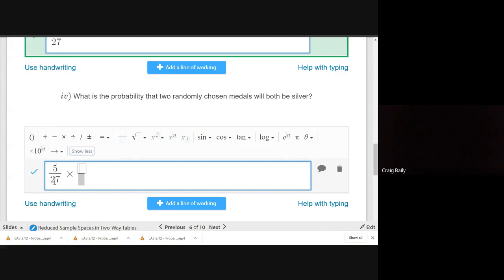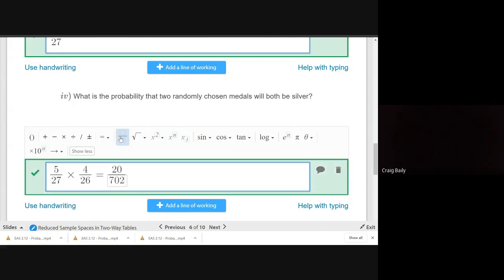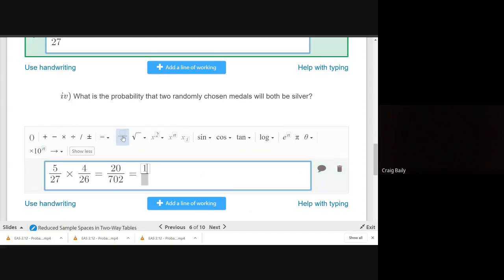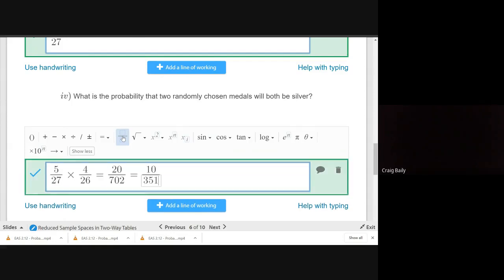So if there was a 5 out of 27 probability of choosing the first one, that means there's only 4 silver medals left out of a total of 26 medals. We multiply that: 5 times 4 gives me 20, and 27 times 26 gives us 702. I don't know if that can be simplified, but you're happy to leave it just as that. Well, yeah, they're both even numbers. So let me put this in my calculator. 20 divided by 702, that would be 10 over 351. Always a good idea to simplify your fractions. Good habit to get into.